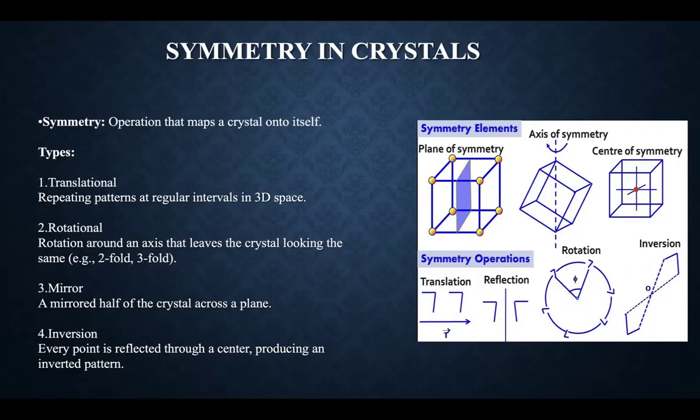For example, the 2-fold and the 3-fold. And in mirror, it is a mirror half of the crystal across the plane. And in inversion, every point is reflected through the center, producing an inverted pattern.